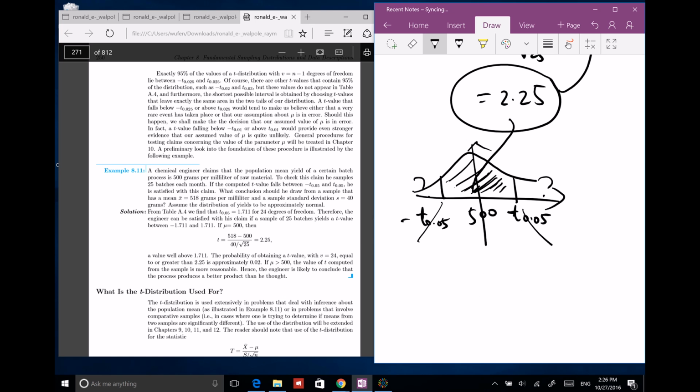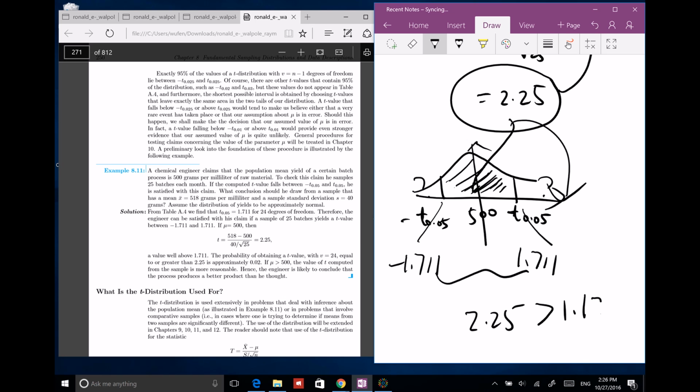First I find the negative t 0.05. From the table, t 0.05 is 1.711 for 24 degrees of freedom. Therefore, the engineer can be satisfied with the claim if the value is between negative 1.711 and 1.711. So now, what do I have? I got 2.25, which is out of the range. 2.25 is bigger than 1.711.